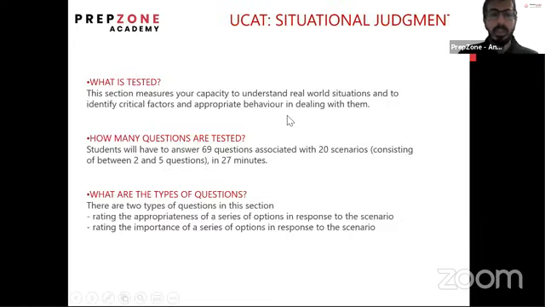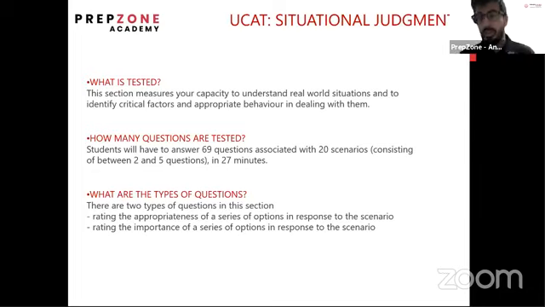Moving on, situational judgment. Now, situational judgment is the last section of UCAT ANZ. It's basically an ethics-based question. It will ask you real-world situations, and then it will want to see how you behave in that, and what's the appropriate behavior when you're dealing with a real-world situation, right?